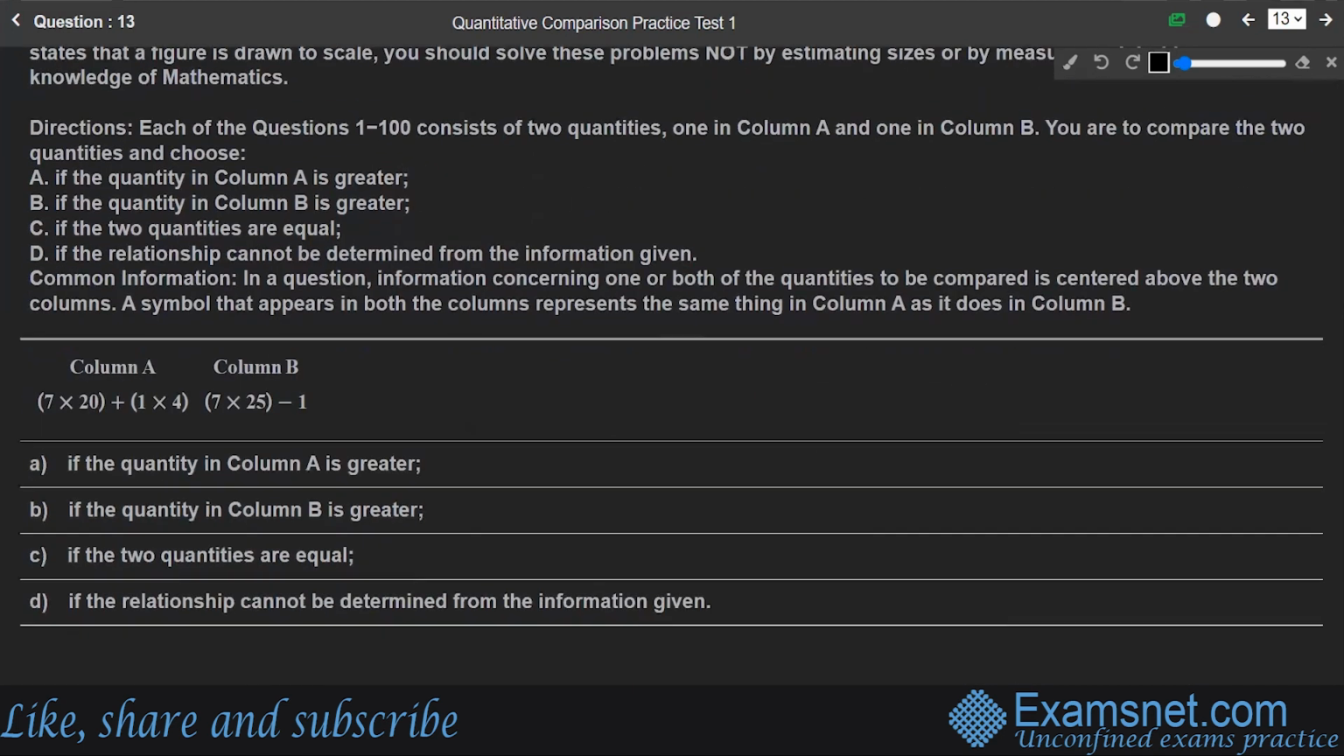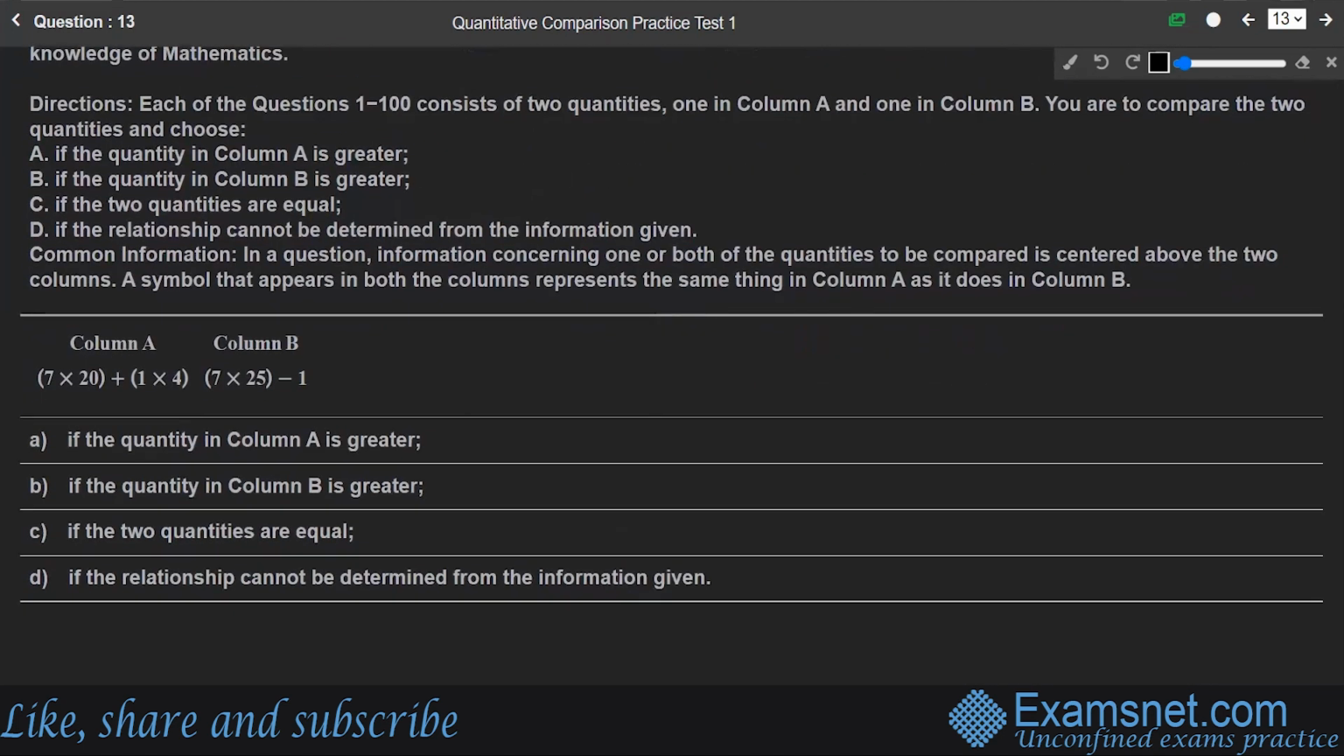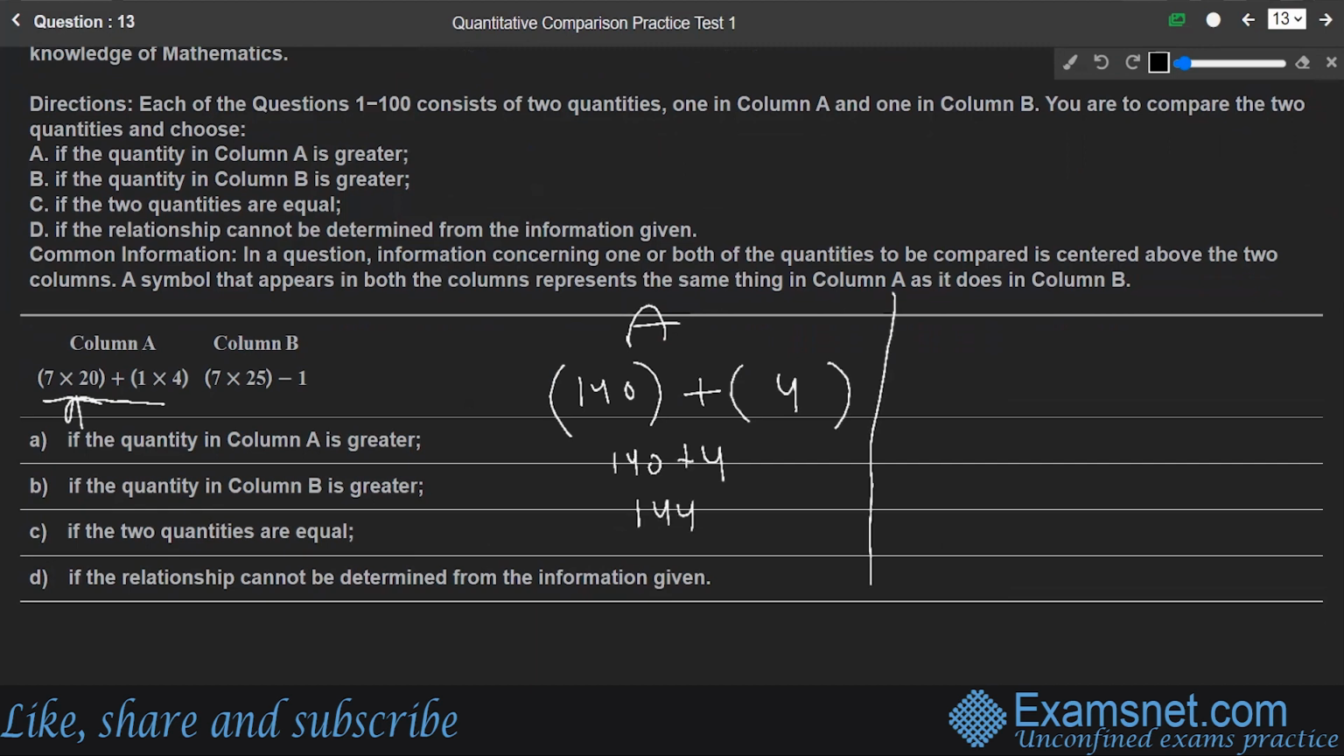Now let's see the 13th. What are they saying? Column A says 7 into 20 plus 1 into 4. Let us solve the column A value. As we apply BODMAS, clearly the brackets have to be solved first. So we are solving the value inside the brackets. The value inside the first bracket is 7 into 20, which is 140, plus the other bracket, 1 into 4, which is 4. Now that the brackets are resolved, we add them. So it becomes 140 plus 4, which is 144. So the value of column A comes out to be 144.